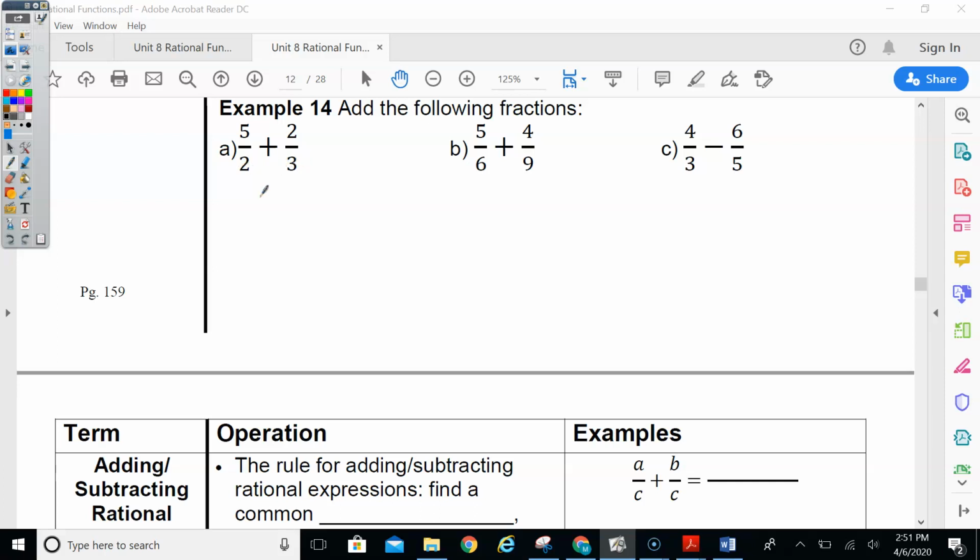We want to make both of these 6, because in order for us to add and subtract, they have to have the same denominators. So I ask myself, what do I have to do to this one to make it a 6? I have to multiply it by 3. But whatever I do to the bottom, I have to do to the top as well. So 15 over 6. And then over here, what do I have to do to make this one a 6? Multiply by 2. Top, bottom. Whatever I do to the bottom, I got to do to the top. So I get 4 over 6 here.